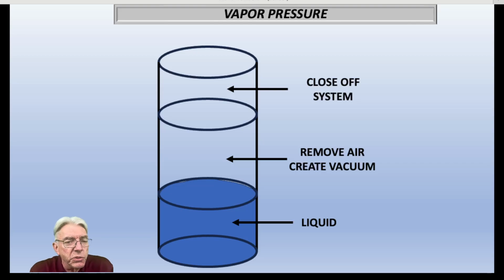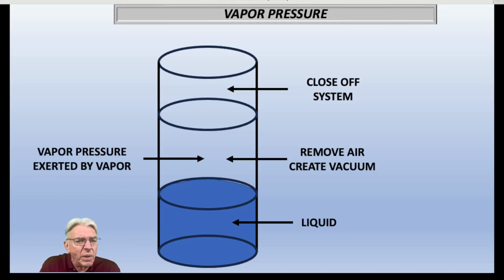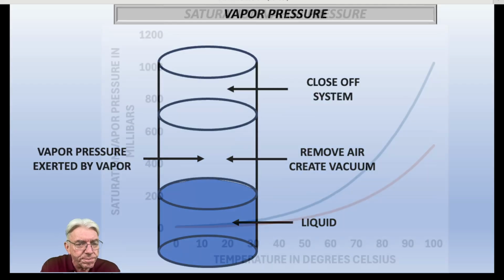Now, in that area where there is vapor, but it's closed off to the outside world, you're going to remove the air from that area and create a vacuum, because you don't want to find the pressure of the air in there. You want to get rid of all the air so that you can see what the pressure of the vapor is after the air has been removed. So that's the way you would do that. And so in that area, all that's left is the pressure exerted by the water vapor itself.